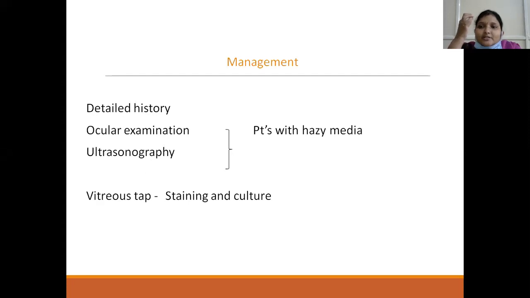After the patient history, we have to thoroughly examine the patient on the slit lamp, both the anterior segment as well as the posterior segment. Fundus examination is a must in case of endophthalmitis.